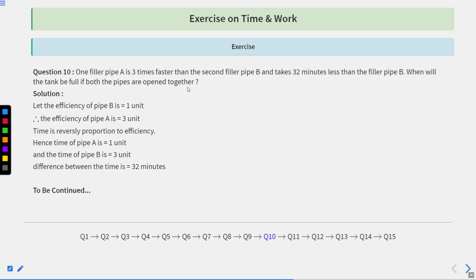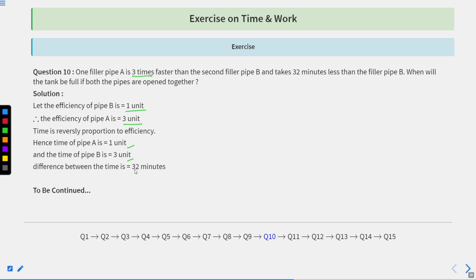So the solution: let the efficiency of pipe B be 1. It is given that A is 3 times faster. That means the efficiency of pipe A is 3 units. The time is inversely proportional to efficiency, that is known to us. Hence the time of pipe A is 1 unit, and the time of pipe B will be 3 units.